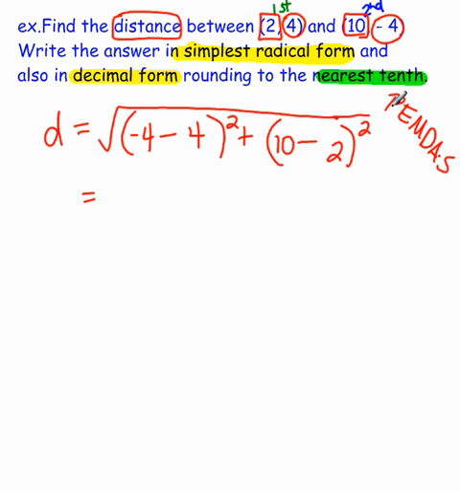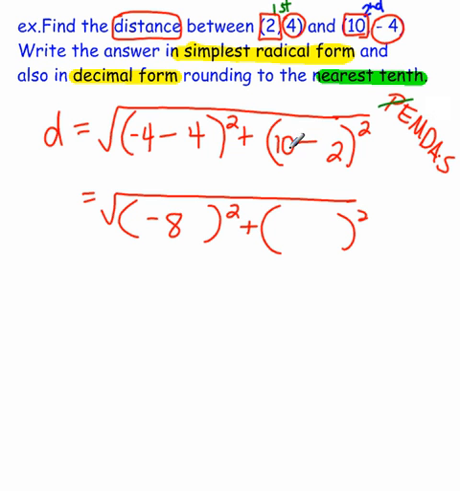Here we go. First, parentheses. We need to figure out what is in parentheses to begin with. Negative 4 minus 4 is negative 8. And in these parentheses, 10 minus 2 is 8. So now I've done what's in parentheses. Now it's time to work on the exponents. Negative 8 squared, that's negative 8 times negative 8, which is a positive 64. Over here, 8 times 8, which is 64 as well.